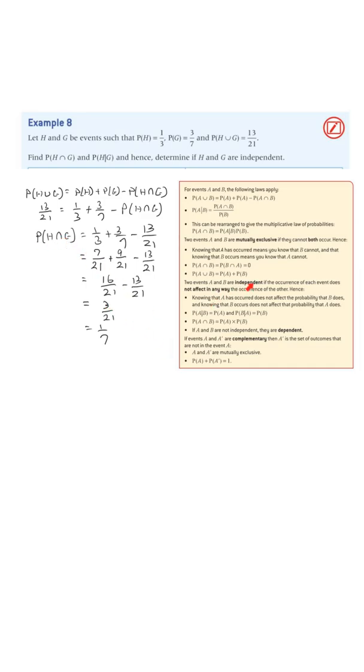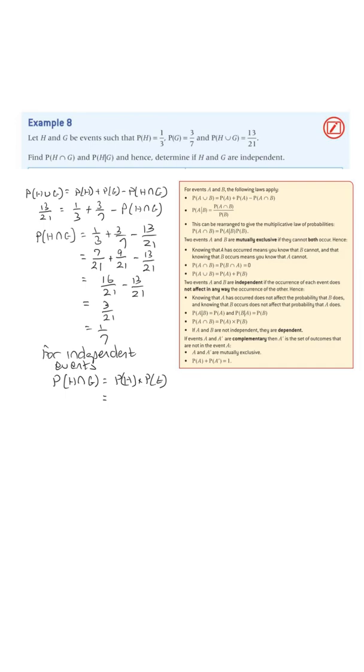Now it says here test for independence. Remember it says determine if they're independent. If they're independent, then the probability of H times the probability of G should equal the probability of H intersection G. Let's see if that's true. So for independent events, the probability of H intersection G should equal the probability of H times the probability of G. Let's see what that equals.